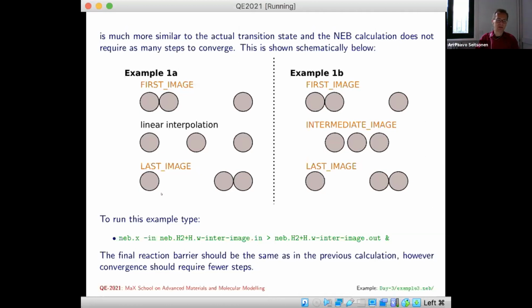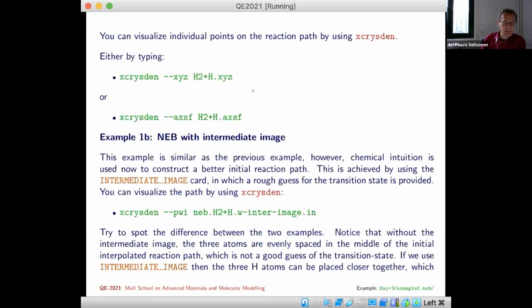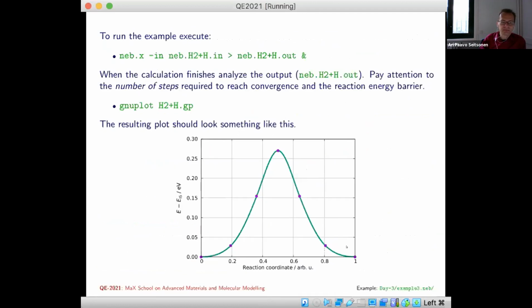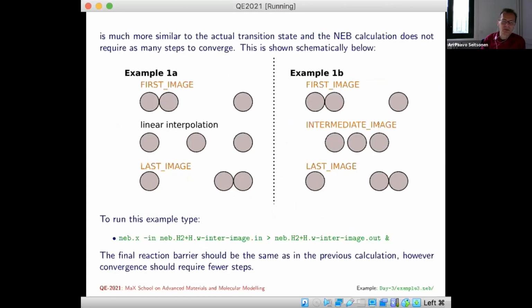In this case, you can also calculate using the linear interpolation. And the idea here is to look at the difference. You should get the same potential energy surface at the end, independently, but the computation is more efficient when you give this intermediate image. So you will check how many steps you needed to get to the converged potential energy surface. This is the idea of the first exercise.